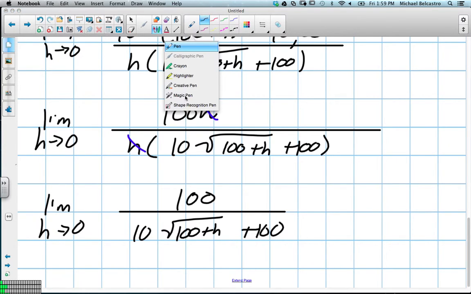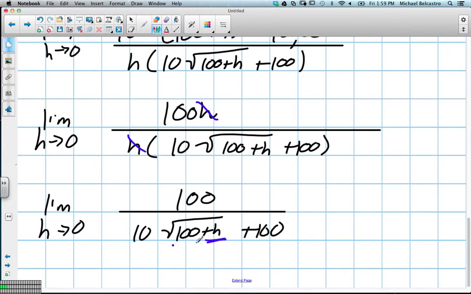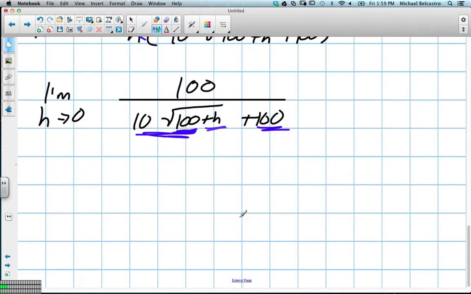Let's mentally think this process out. If I plug in 0, we're looking for root of 100. Root of 100 is 10. 10 times 10 is 100, plus 100 is 200. So we have 100 over 200, which is what value? That's right. So the limit as h approaches 0 is a half.